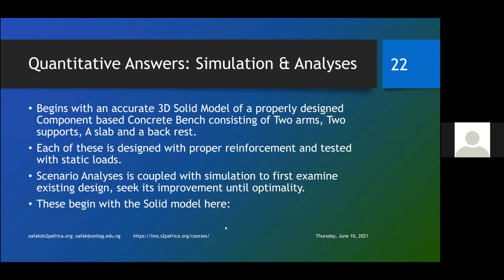It's on. Okay. Now, quantitative answers, simulation and analysis. Quantitative answers begin with an accurate 3D solid modeling of a properly designed component based on a concrete bench consisting of 2 arms, 2 supports, a slab, and a backrest. Each of these is designed with proper reinforcement and tested with static loads. Scenario analysis is coupled with simulation to first examine the existing design, and seek its improvement until optimality.